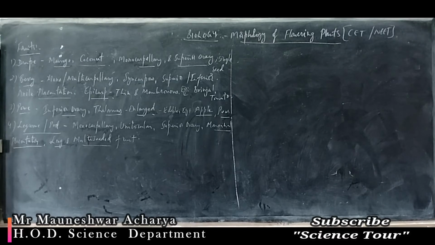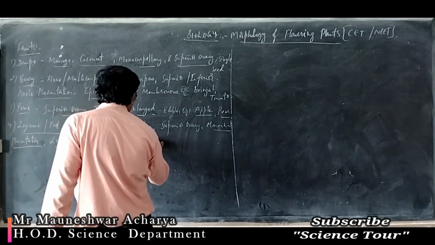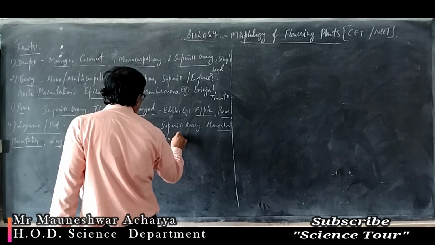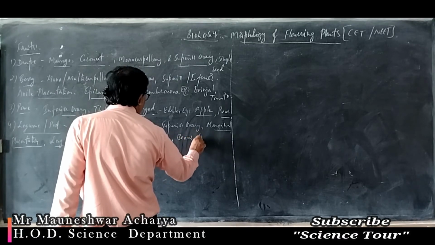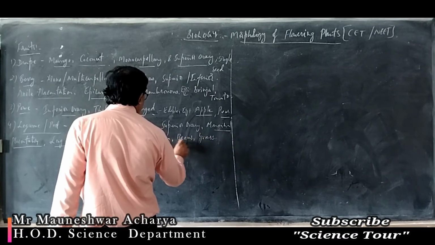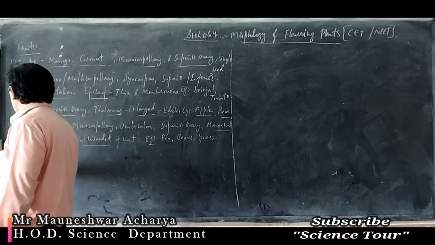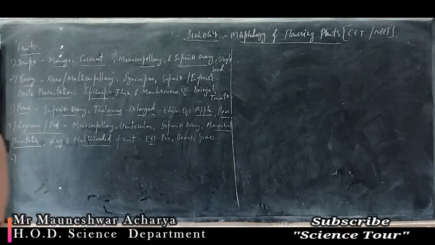Example: pea, beans, then grasses. Pea, beans, grass are examples. So that is about legume or pod.